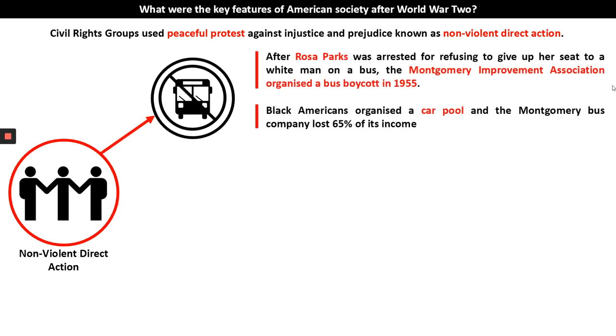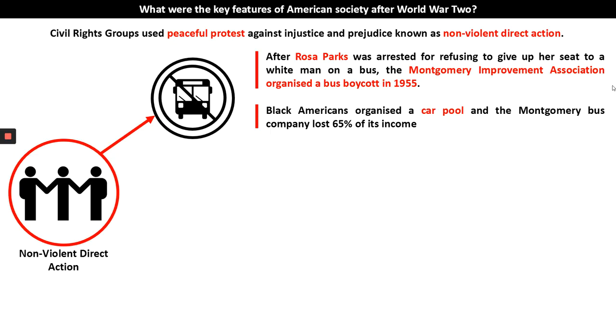After Rosa Parks was arrested for refusing to give up her seat to a white man on a bus, a group called the Montgomery Improvement Association organized a bus boycott in 1955. Martin Luther King was part of this group, the Montgomery Improvement Association, or MIA, and they organized a bus boycott where they basically refused to use the buses in Montgomery, to try and cause change.